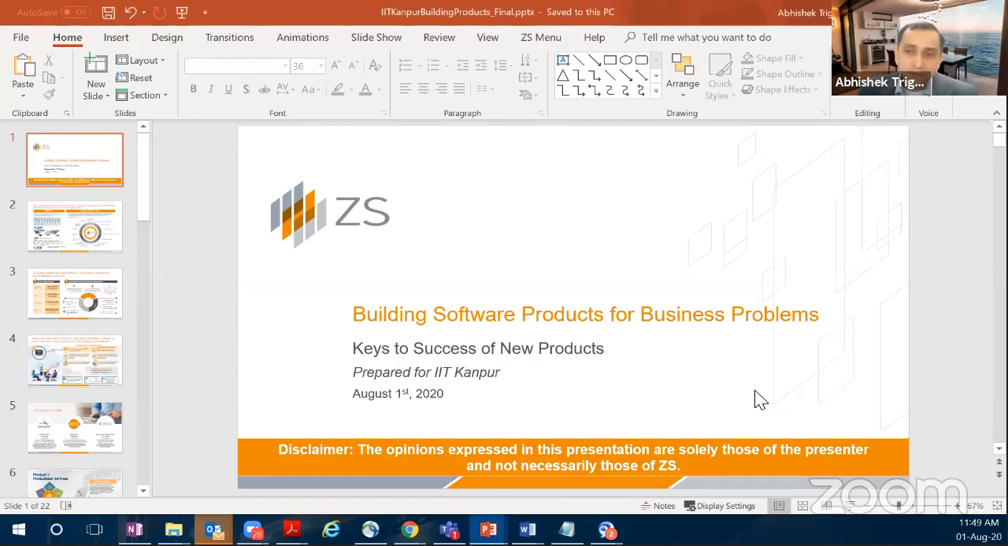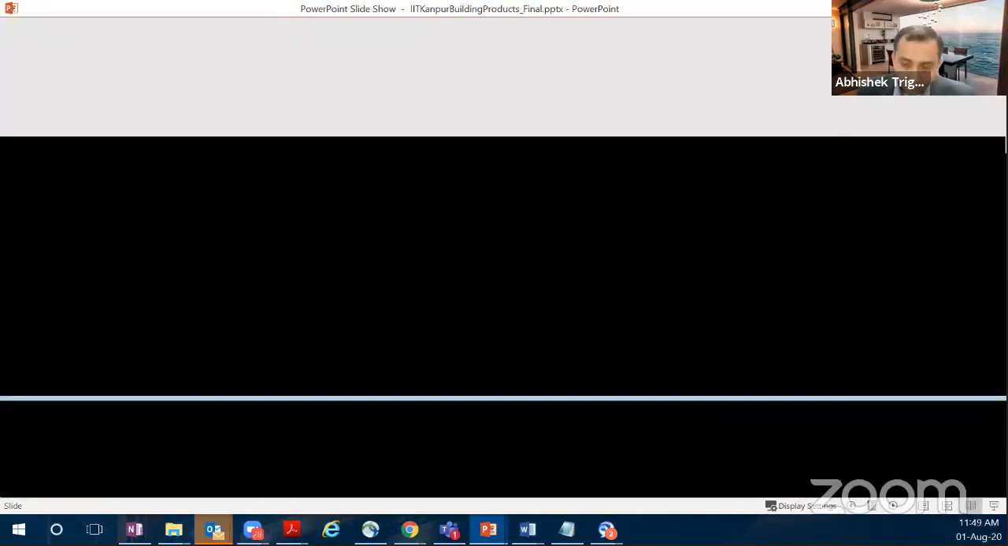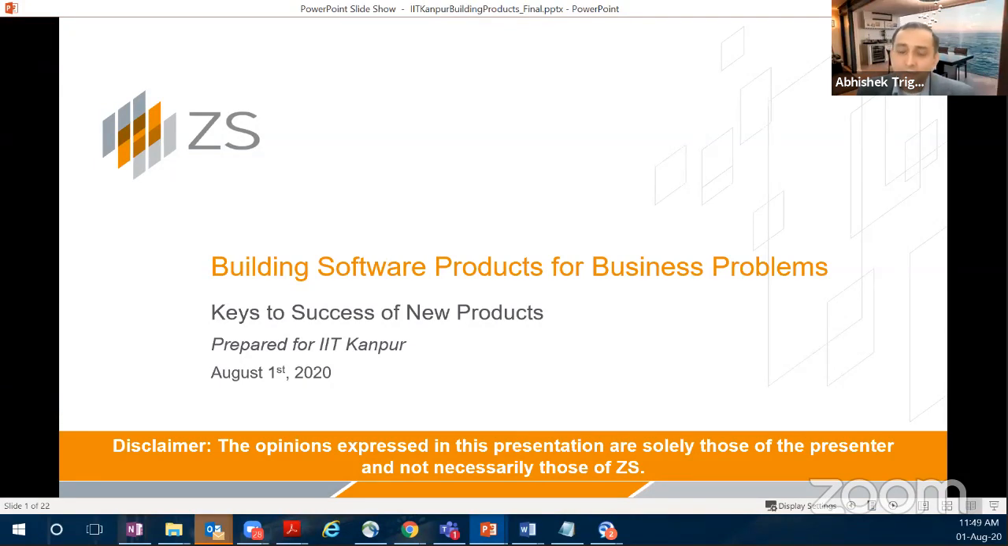The session today, as we all know, is about building software products for business problems. So that's exactly what we're going to talk about. Feel free to put across questions along the way, and we will be happy to take them. Or if most of them are getting covered in the subsequent slides, we'll try to keep them towards the tail end for the rest.